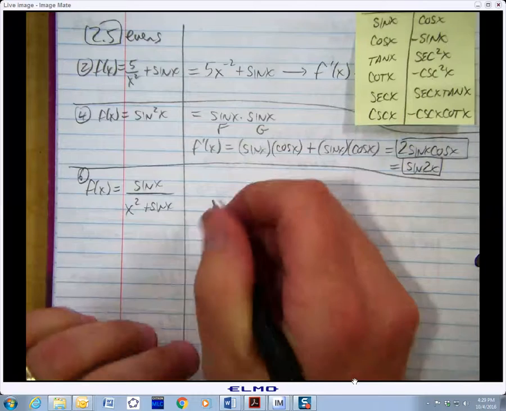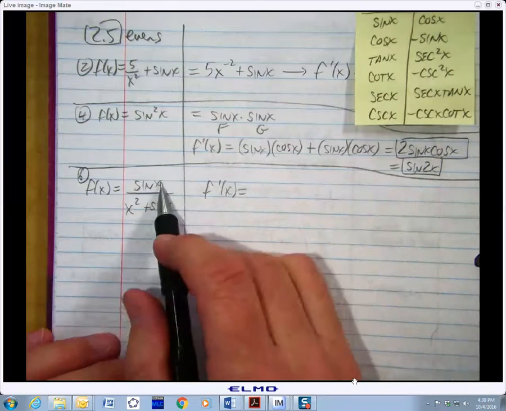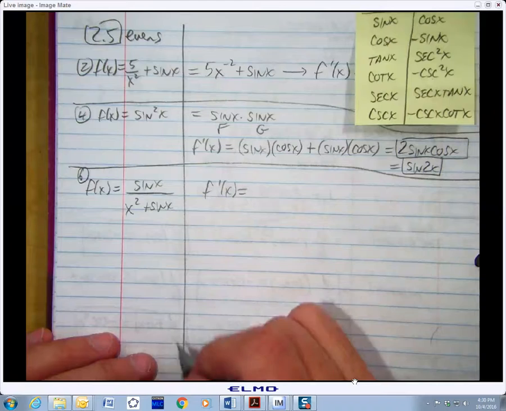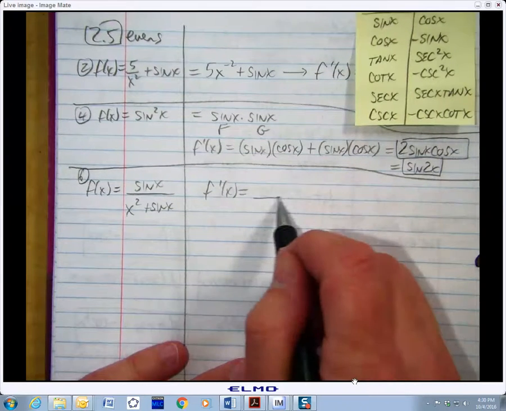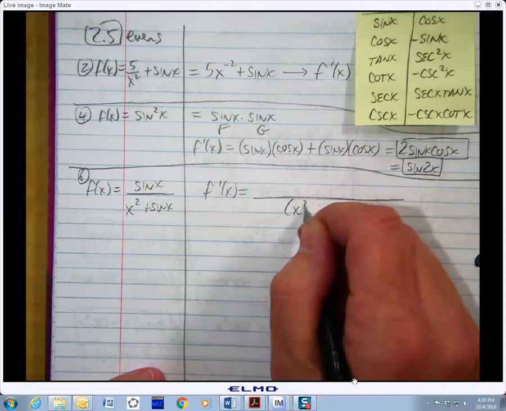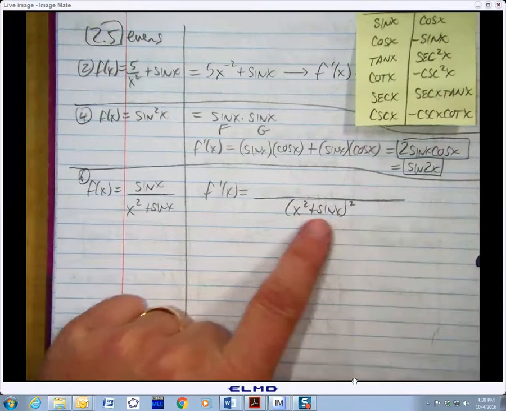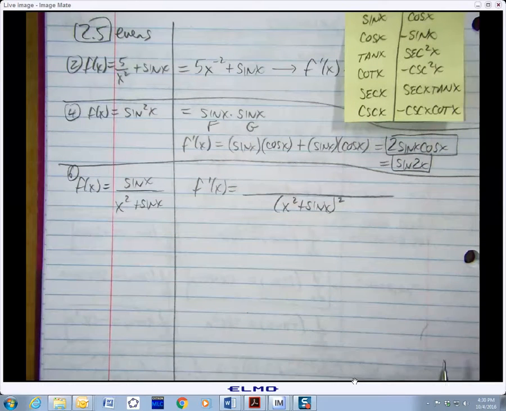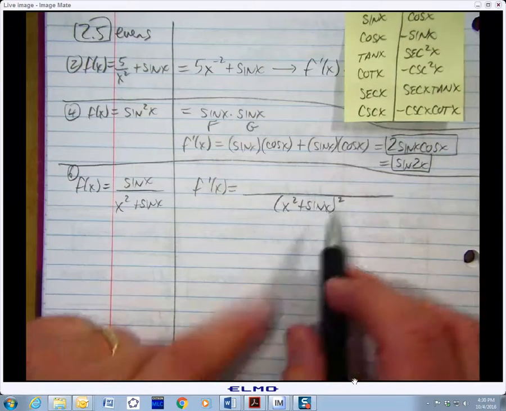So instead, we're just going to jump right in. And I see some stuff on top, some stuff on the bottom. Sounds to me like quotient rule is in order. So here goes. We'll start with the bottom. That's easy. You just copy it down and square it. That's your g squared. Remember your quotient rule. It's going to go gf prime minus fg prime all over g squared.